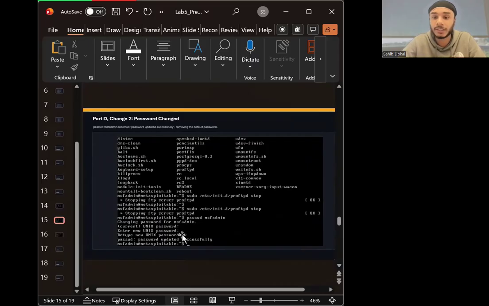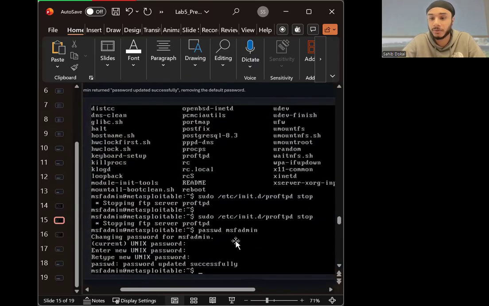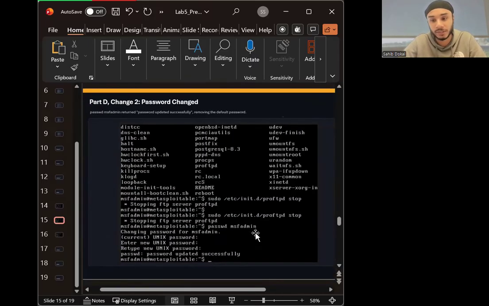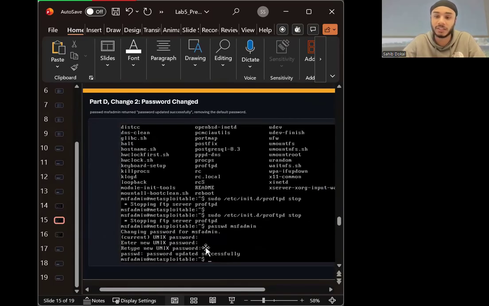Next was the password change. This password was msfadmin, which was the default password. I then made my own unique password. Since the credentials are basically publicly known, you could Google them, so it makes it really easy to get into the system.